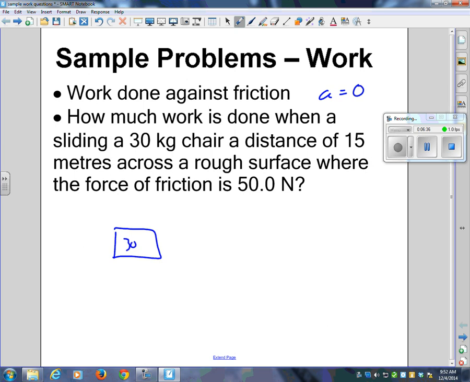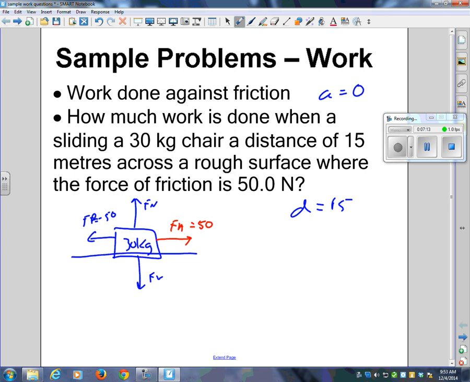So we've got 30 kilograms. The distance is clearly 15. What's the force? Is it going to be the weight force, or that 50 newtons? Well, it's sliding on a surface, so I've got weight force down, normal force up, and a friction force of minus 50, which means my applied force must also be 50. So do I need to go 30 times 9.8? Probably 290, I think.